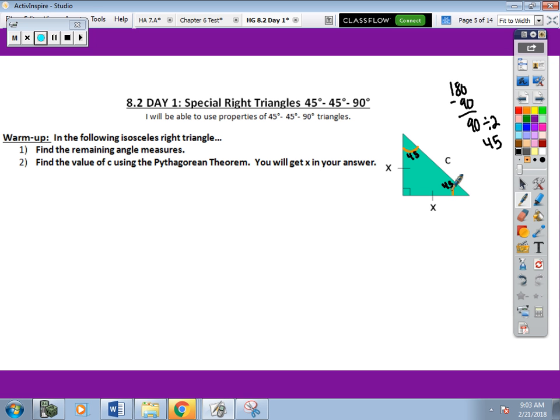All right, find the value of C using the Pythagorean theorem. What this means is that our final answer will have an x in it. We're not going to get like a number. So Pythagorean theorem is a squared plus b squared equals c squared. A and b would be our x's. C is obviously the hypotenuse, which is c.